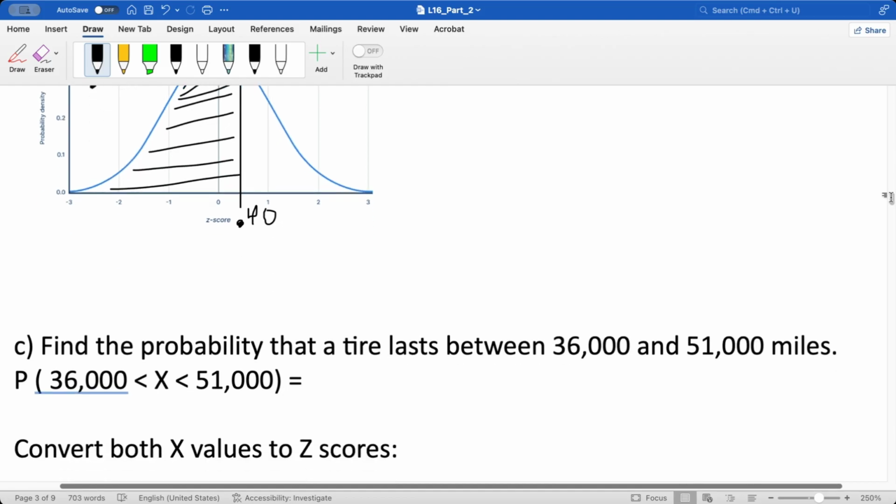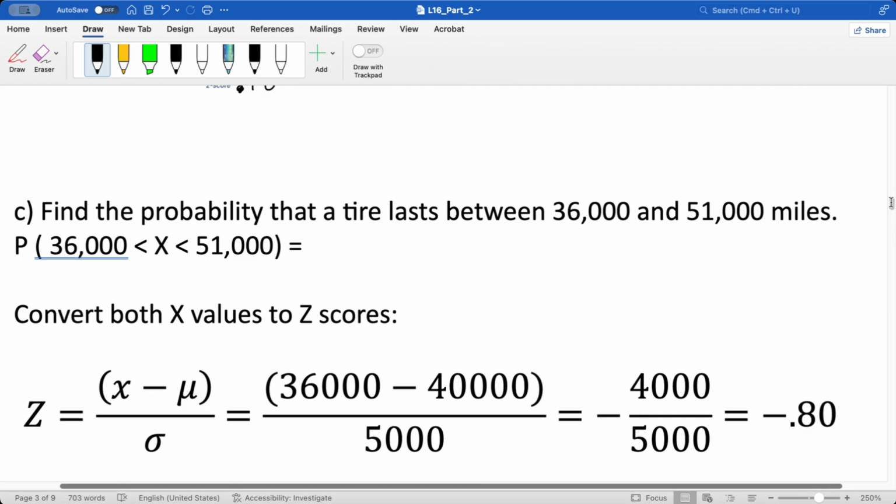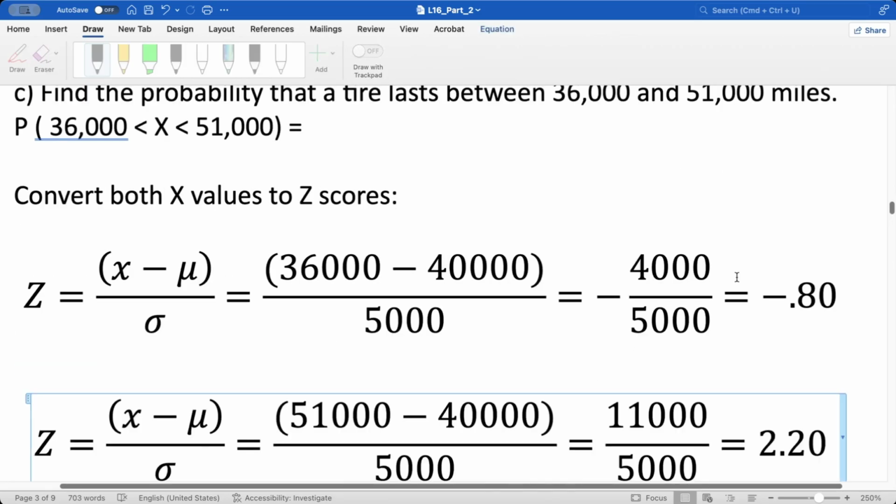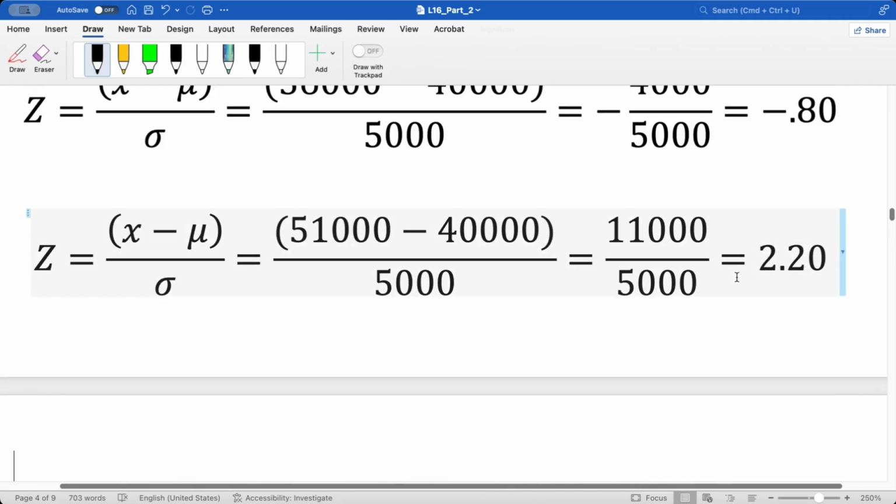Part C, find the probability that a tire lasts between 36,000 and 51,000 miles. So we have to convert both to z-scores here. So it's 36,000 minus 40,000 over 5,000. That's going to be a negative number here. It's below average, below the mean. So it's negative 4,000 over 5,000. That's negative 0.80. Then we convert the 51,000: 51,000 minus 40,000 over 5,000. 11,000 over 5,000. That's 2.20.